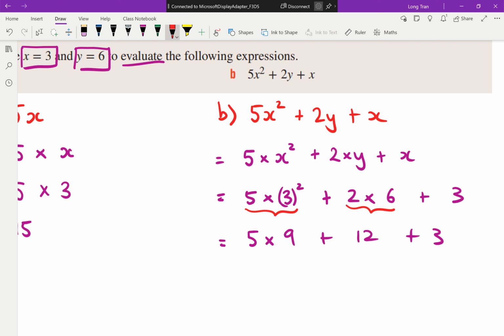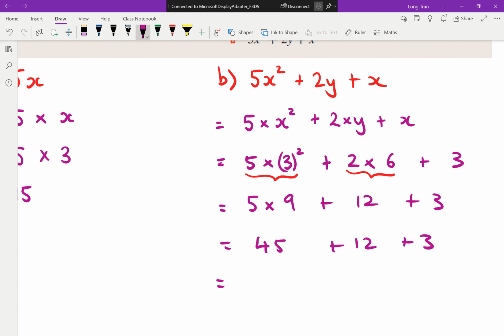3 squared first, so indices first. Then you're going to times the 5, so 9 times 5. What is 9 times 5? 45, very good. We've got 45 over here. Plus the 12 plus the 3. Let's work it out. What's 45 plus 12 plus 3? 60, very good.